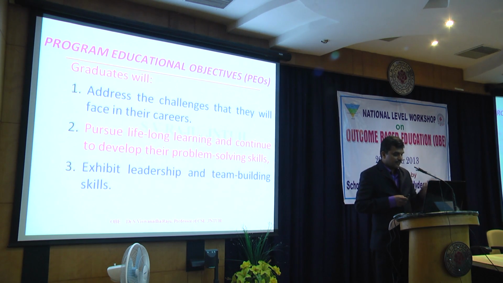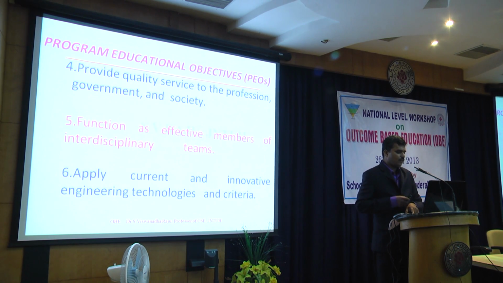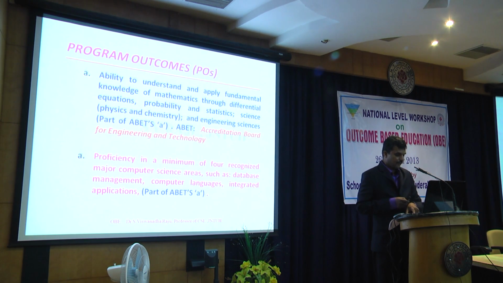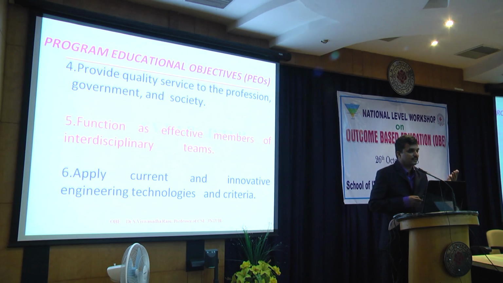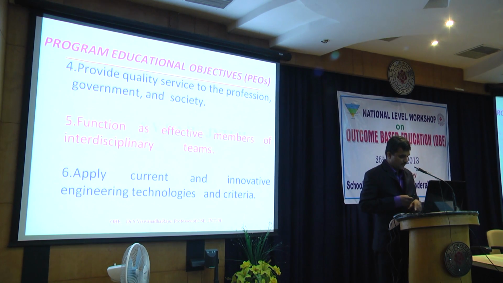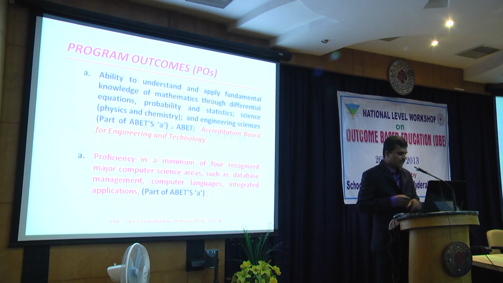That exhibit leadership and team building skills. Next, provide quality service to the profession, government and society. Function as effective members of interdisciplinary teams. Apply current and innovative engineering technologies and criteria. You see that I have defined only 6. Earlier the NBA has given 5. Now I have given 6. You can add some more with respect to your vision and mission. Next, program outcomes.